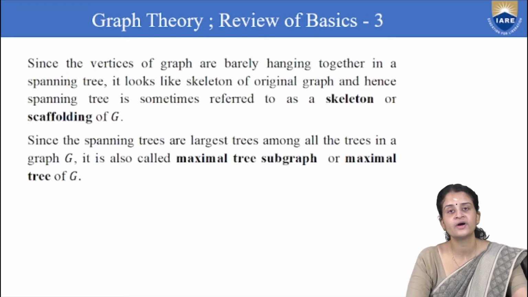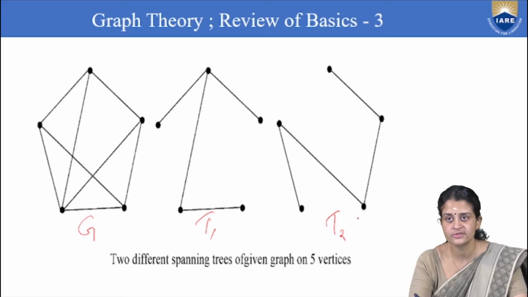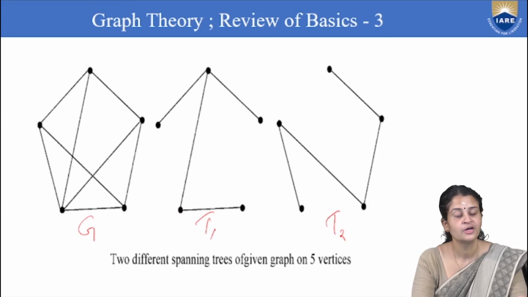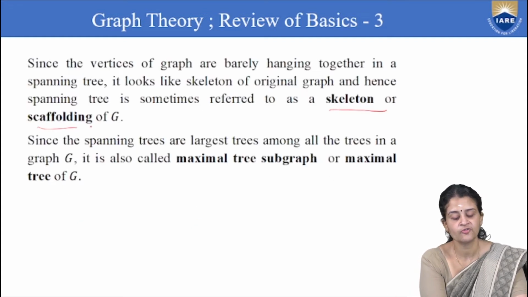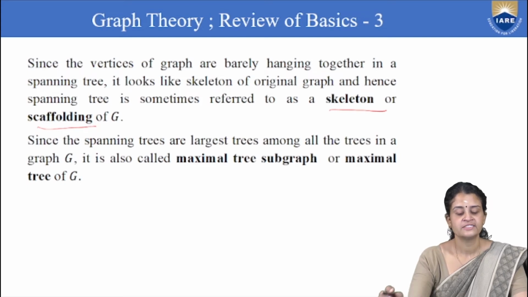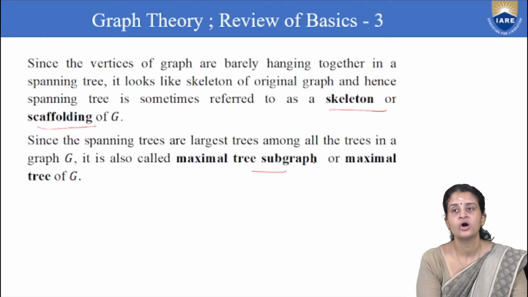Since the vertices of our graph look like just barely hanging together in a spanning tree, it looks like the skeleton of the given graph, right? Here also, the first tree T1 looks like the skeleton of the given graph. Also, T2 is more or less a skeleton of the given graph G. So it is sometimes called the skeleton or scaffolding of graph G. Since the spanning tree is the largest among all the trees in a graph, it is also called a maximal tree subgraph or maximal tree of a graph G.